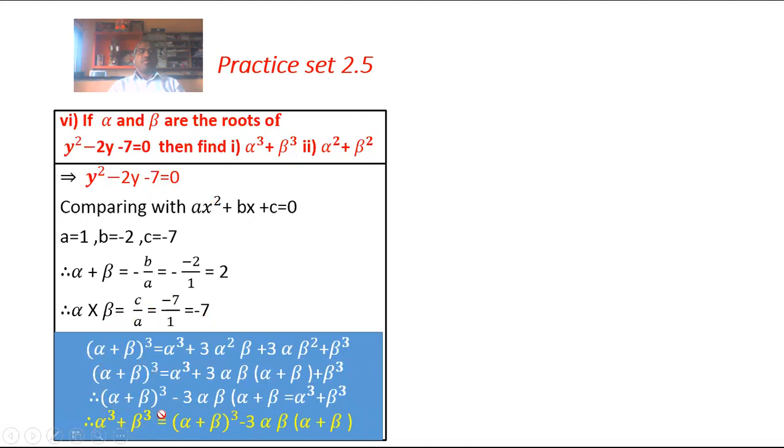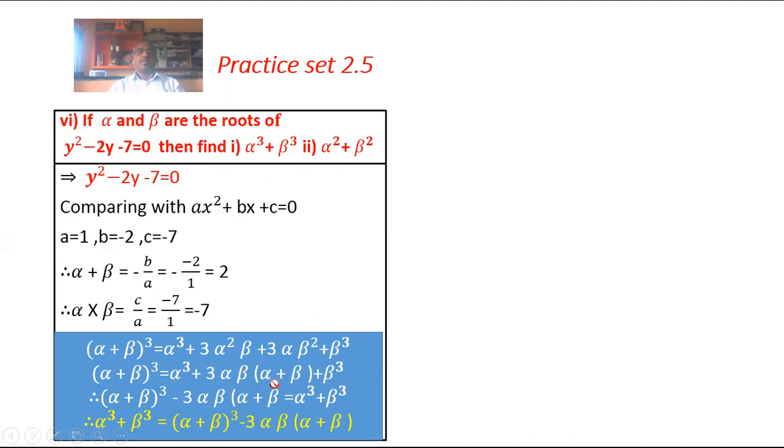The alpha cube plus beta cube formula is obtained from this: (alpha plus beta) cube is equal to alpha cube plus 3 alpha square beta plus 3 alpha beta square plus beta cube. Here, from the two terms 3 alpha square beta plus 3 alpha beta square, take 3 alpha beta common in bracket alpha plus beta. Therefore, (alpha plus beta) cube is equal to alpha cube plus 3 alpha beta (alpha plus beta) plus beta cube.